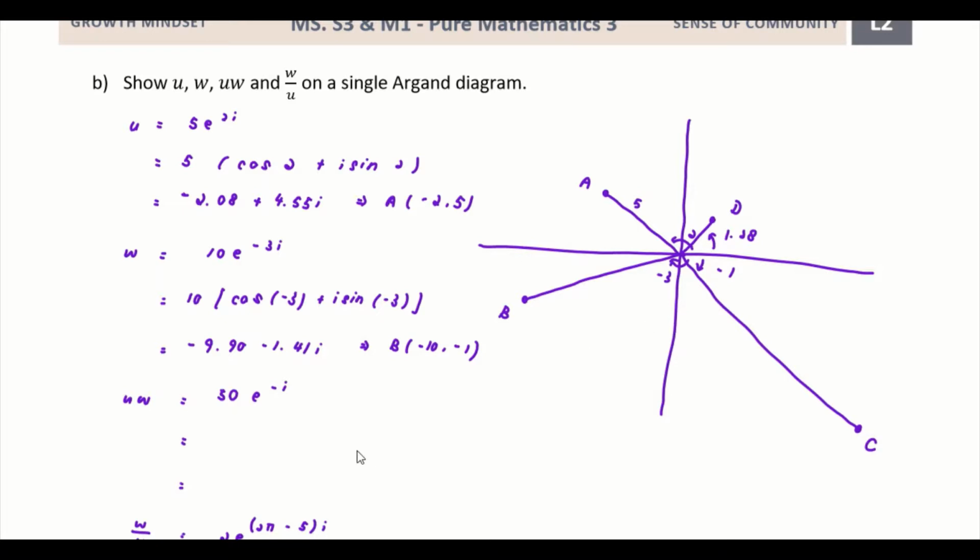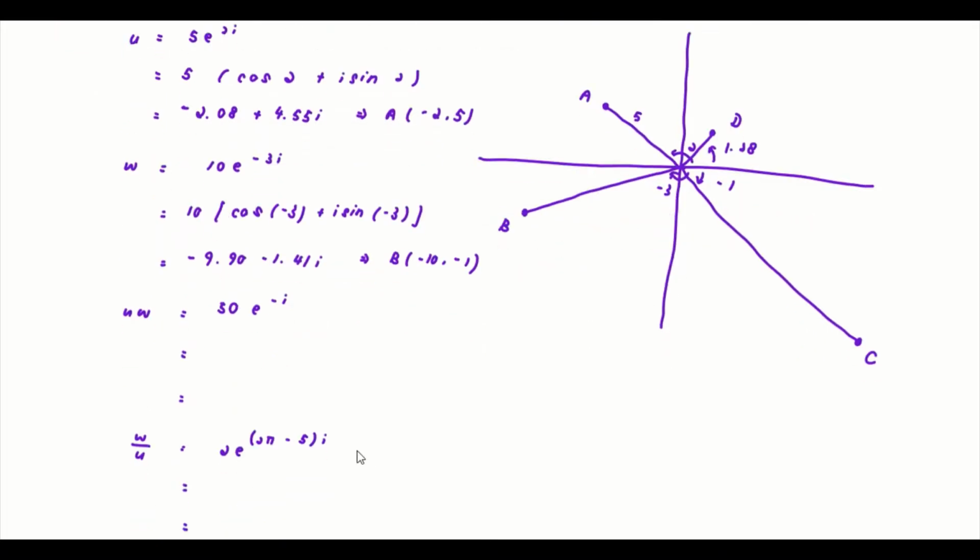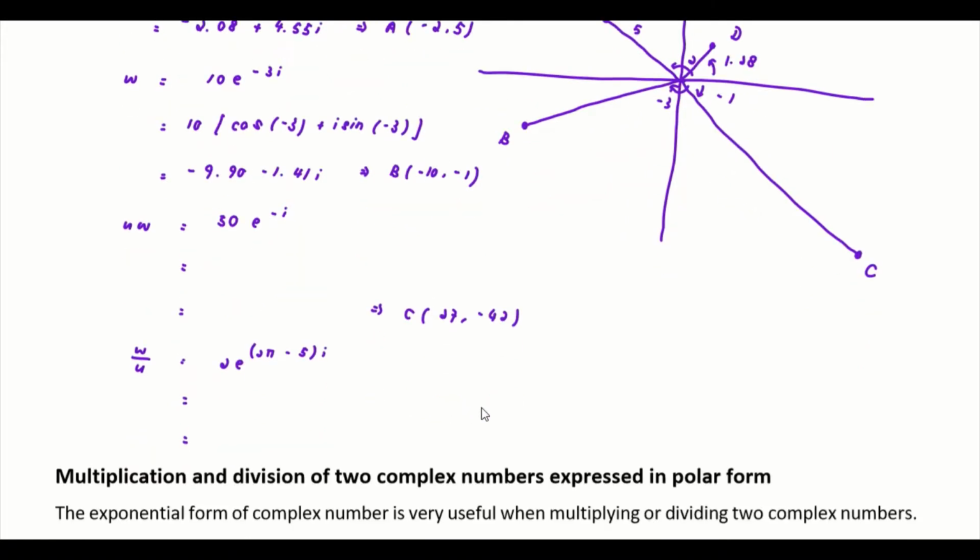It's the same thing for UW. You can try to check it out. For this one, you'll be able to get C is roughly 27 and negative 42. So it's correct as well. So positive x, then negative 42. And it should be the furthest right because compared to all of these, this is 27 and negative 42.